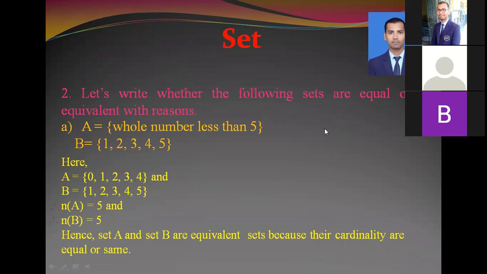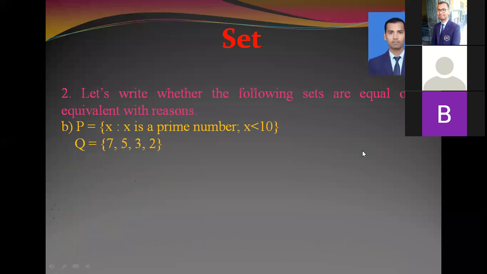In the same way, we have another question. Question number B. P is equal to {x : x is a prime number, where x is less than 10}, and Q is equal to {7, 5, 3, 2}. Let's do the question.